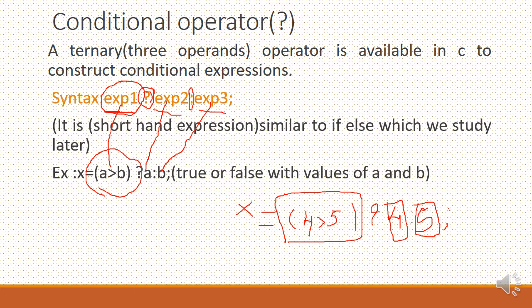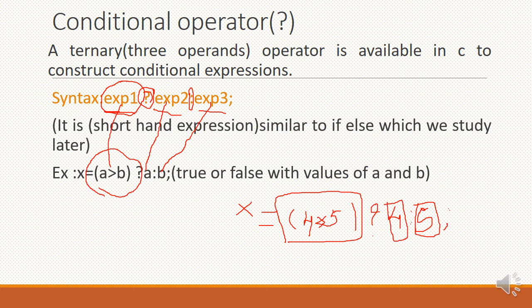If this expression is true, which is the answer? 4 is the answer. If this is false, 5 is the answer. Check: is 4 greater than 5? No. 4 is not greater than 5. The condition is false, so 5 is the answer. Okay, now just change this one.